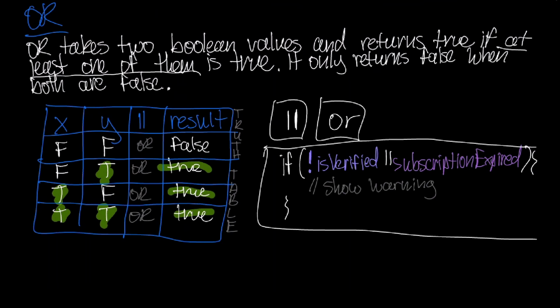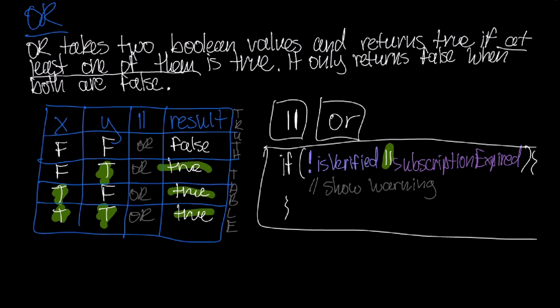Another example is if you wanted to show a warning to users who are either unverified or have an expired subscription, that would be expressed as if not verified, and then the two pipes for OR, subscription expired, then we're going to run this. So if either one of these are true, if either they're not verified, or if they have an expired subscription, this is going to run. Now, if they're both false, it's not going to run, but if they're both true, it's still going to run.